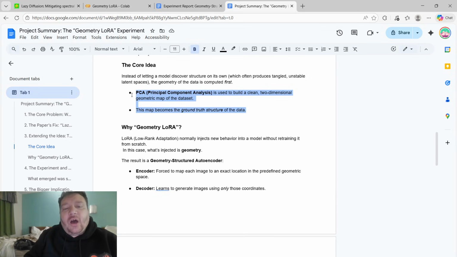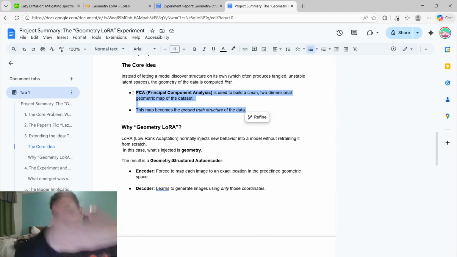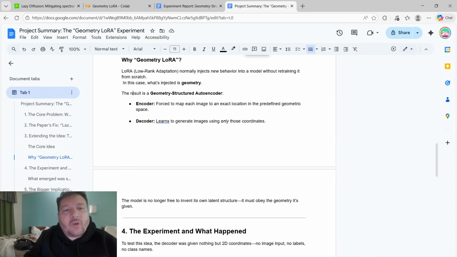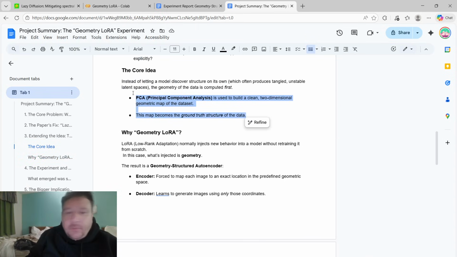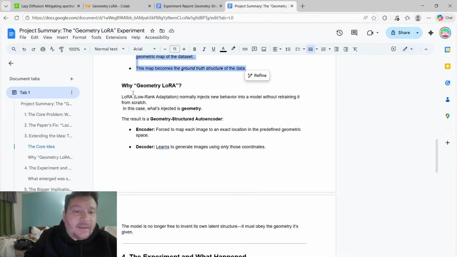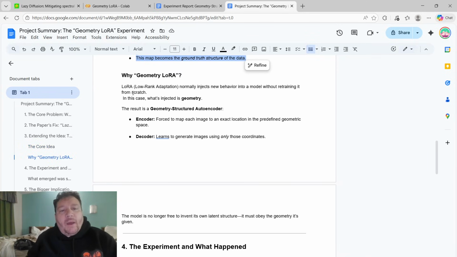PCA is not implicit or required within this, right? PCA is just the way that I'm utilizing to represent this particular data set that I'm going to showcase to you, which is digits overall. If it were a different data set, I would use something different than PCA, highlighting that, right? And so why the geometry LoRA?